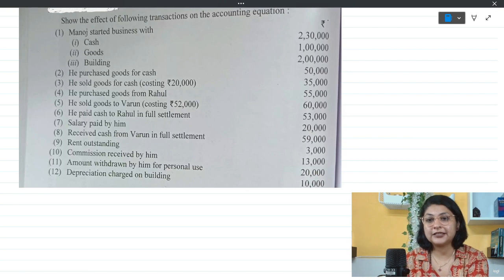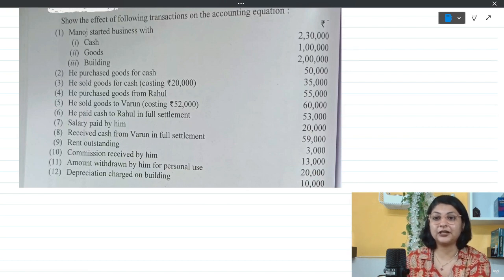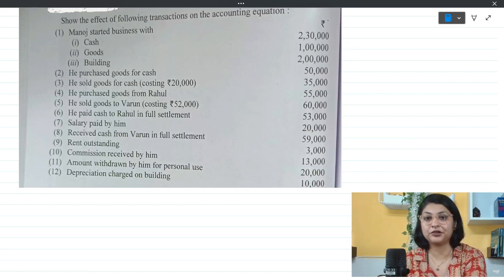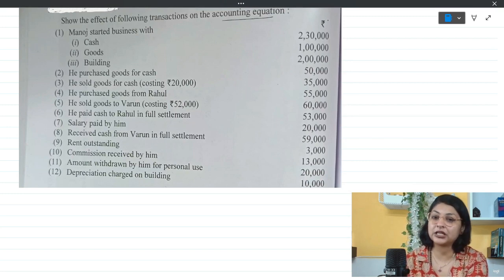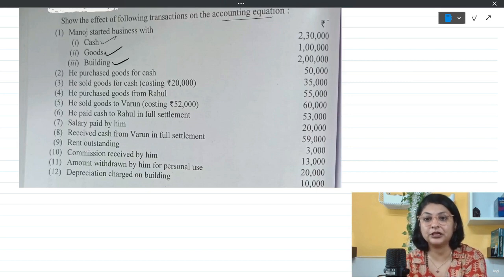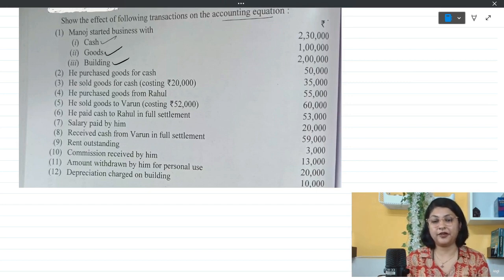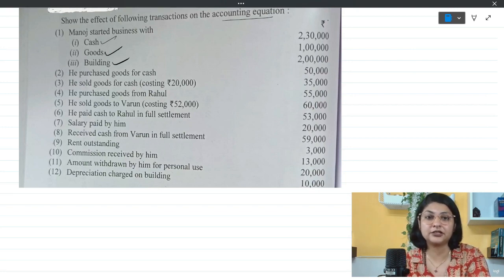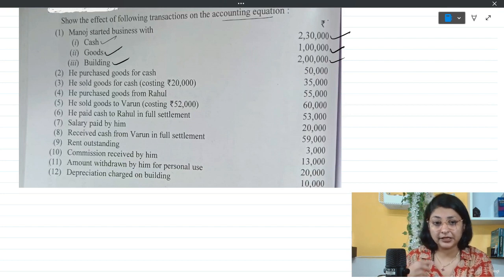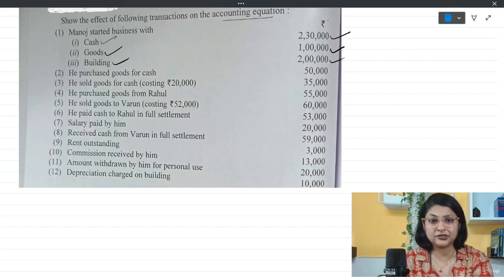So first of all, let's read the requirement of the question. It says show the effect of the following transactions in the accounting equation. First of all, it says Manoj started business with cash, goods and building. This is a question where we are going to write all of this combined. The total of this means 2,30,000, 1 lakh and 2 lakh. So 230 plus 1 plus 3, so this is 2 plus 2, 4, 5,30,000 is the amount of capital.